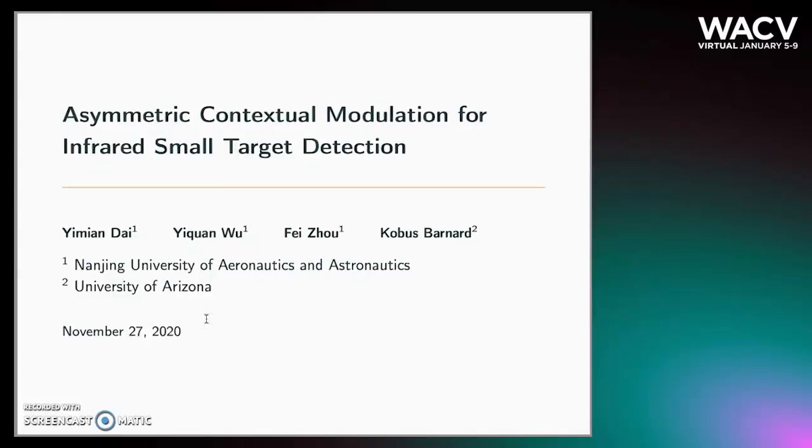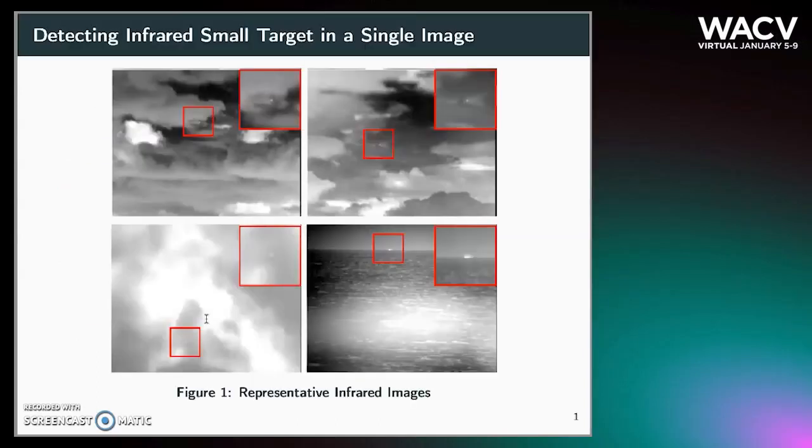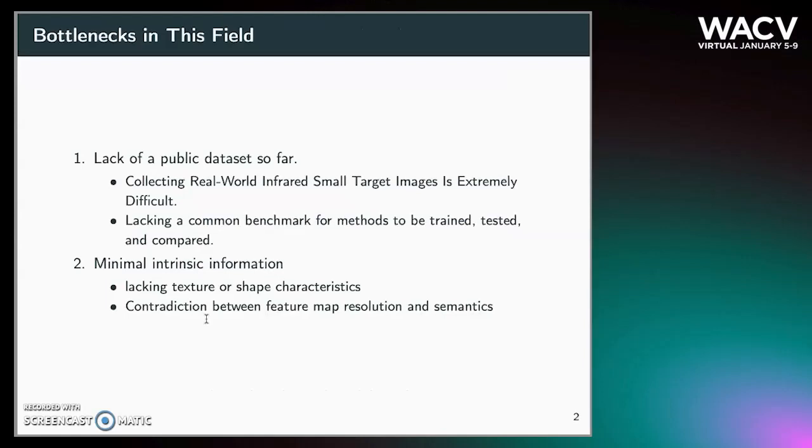We present an asymmetric contextual modulation for infrared target detection. Here are some representative images. It can be seen that the infrared targets are buried in heavy clutter in complex backgrounds. This field has two bottlenecks.